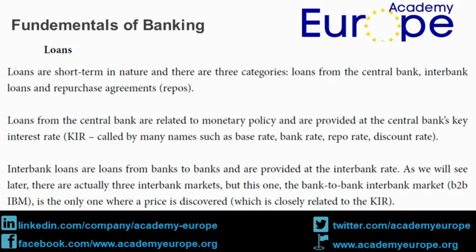Loans. Loans are short-term in nature and there are three categories: loans from the central bank, interbank loans, and repurchase agreements, repos. Loans from the central bank are related to monetary policy and are provided at the central bank's key interest rate, KIR, called by many names such as base rate, bank rate, repo rate, discount rate. Interbank loans are loans from banks to banks and are provided at the interbank rate. As we will see later, there are actually 3 interbank markets, but this one, the bank-to-bank interbank market, B2B IBM, is the only one where a price is discovered, which is closely related to the KIR.